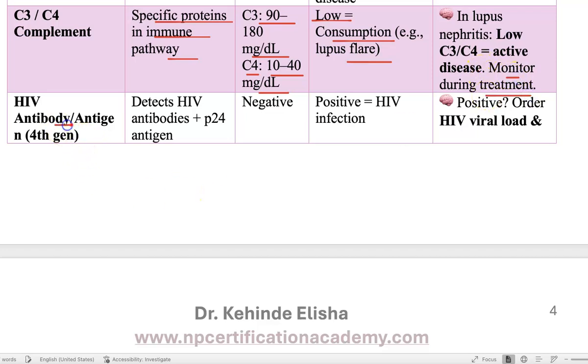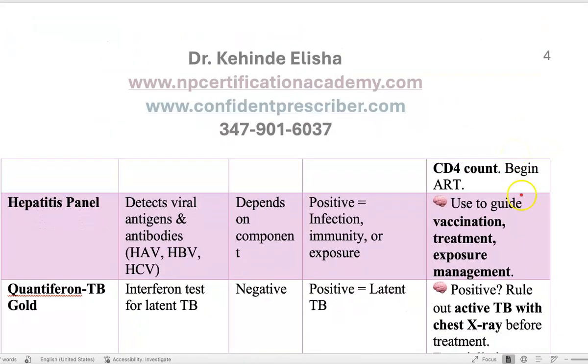What about HIV antibody or antigen 4th generation? Detect HIV antibodies plus p24 antigen. Negative is what we want. If it is positive, it means there is HIV infection. Positive, you want to order what? Next, you want to do HIV viral load as well as CD4 count.